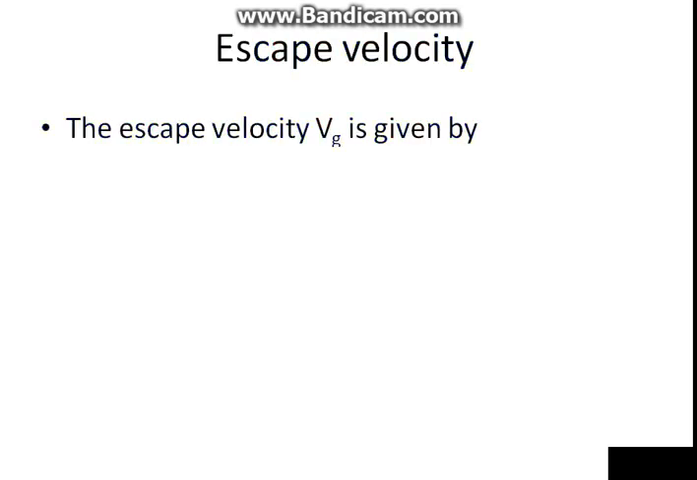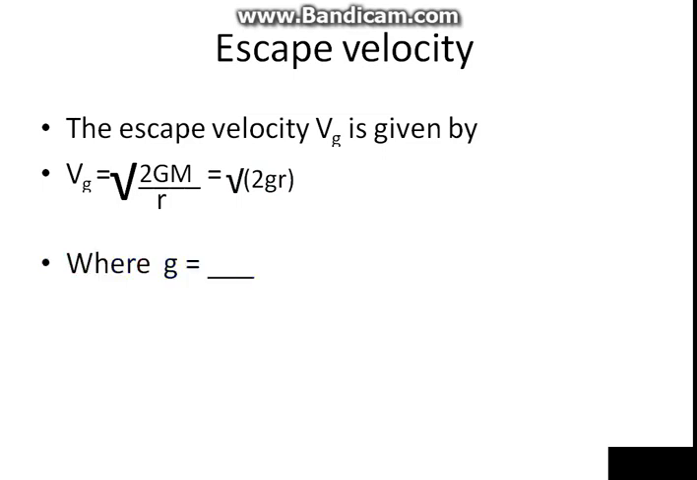Escape velocity. The escape velocity Vg is given by Vg equals square root of 2 times capital G times capital M all over R, which equals square root of 2gR, where g is equal to capital G times capital M all over R squared.